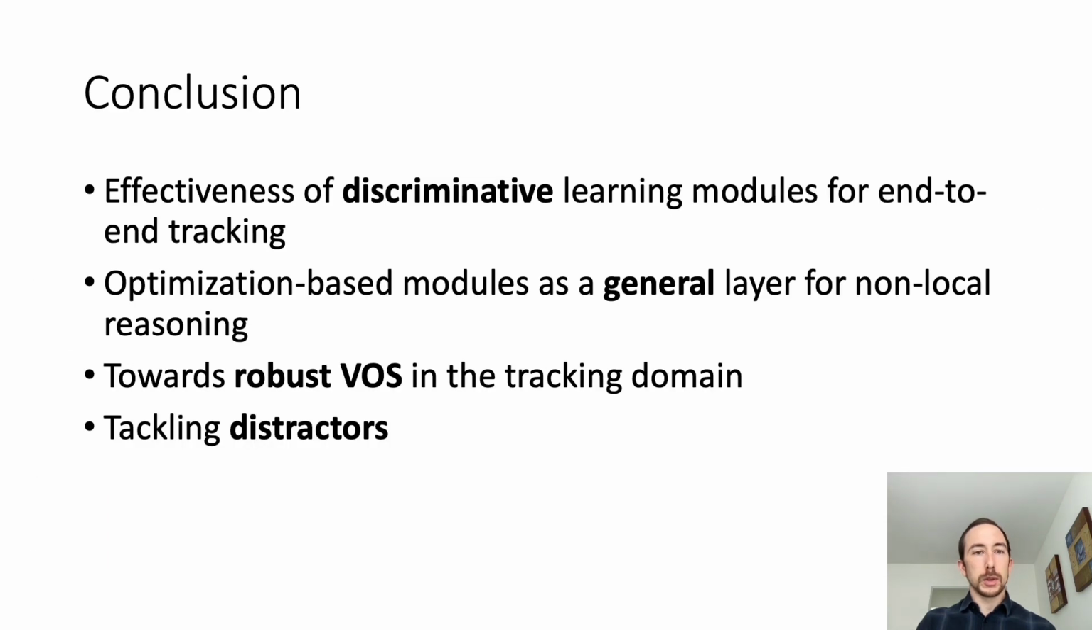To conclude, I first talked about the effectiveness of these discriminative learning modules for end-to-end tracking. Then we wanted to generalize these modules and show that they can act as a general layer for non-local reasoning also in other applications such as video object segmentation and weakly supervised video segmentation. We explored going towards robust video object segmentation in the tracking domain. And lastly, we tackled one of the biggest remaining issues in visual tracking, namely distractors.